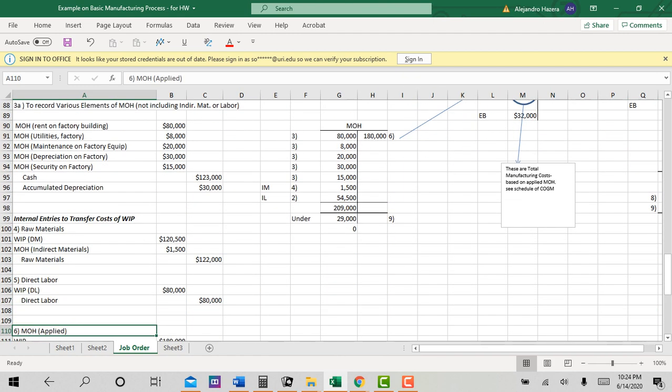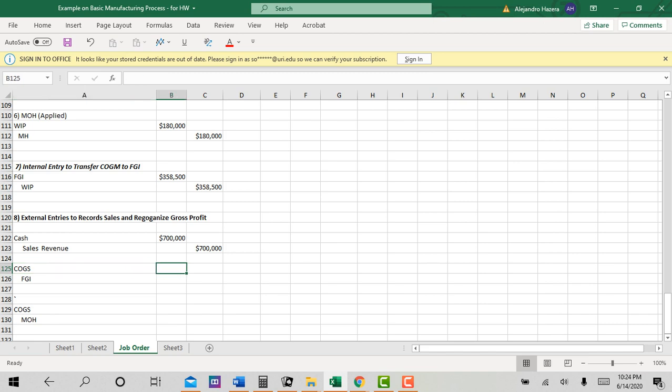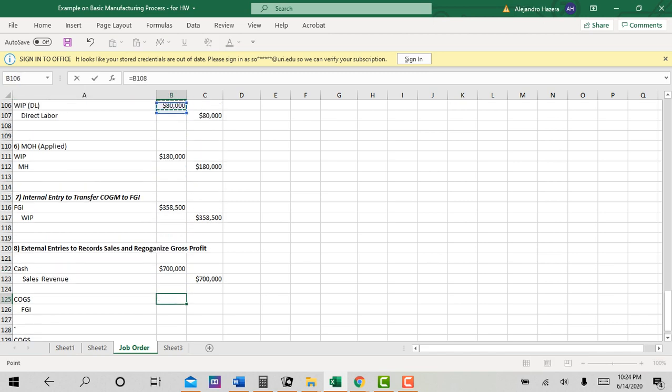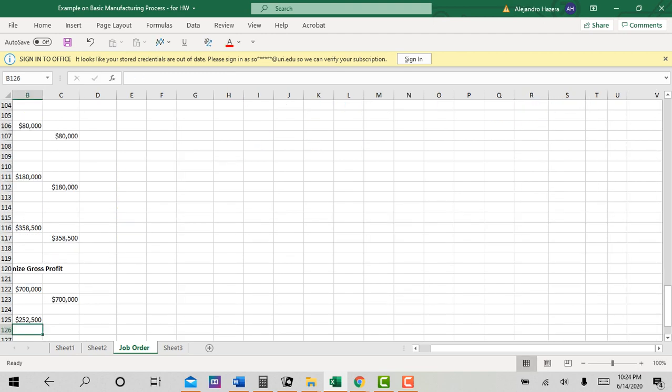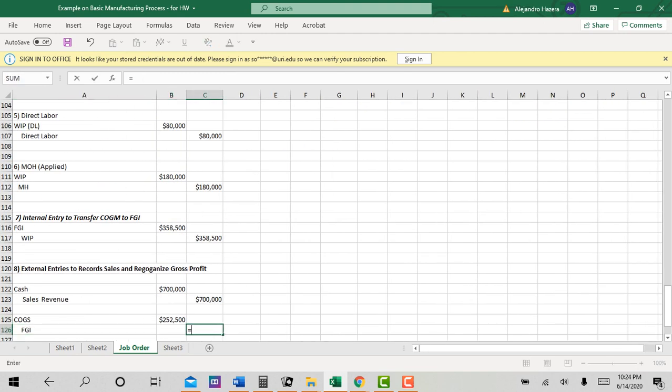And just for posterity's sake, I'll go ahead and make sure that I've journalized this entry. So we will do that, and we will make sure that we journalize this one.